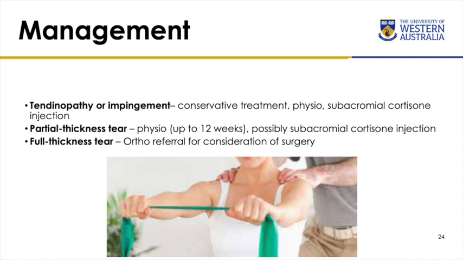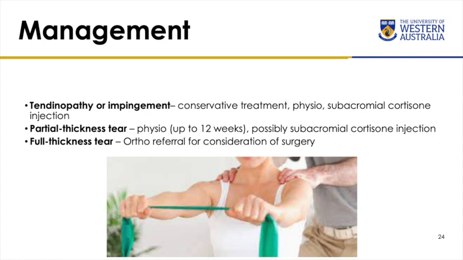Management of rotator cuff pathology. If it is simple tendinopathy or impingement without a tear of the tendon, then we'd initially start with conservative treatment, which includes physio and subacromial cortisone injection. Similarly, for partial thickness tears up to 50% of the tendon width, we would do the same. If the patient's not responding to these conservative measures, then we'd consider a subacromial decompression.